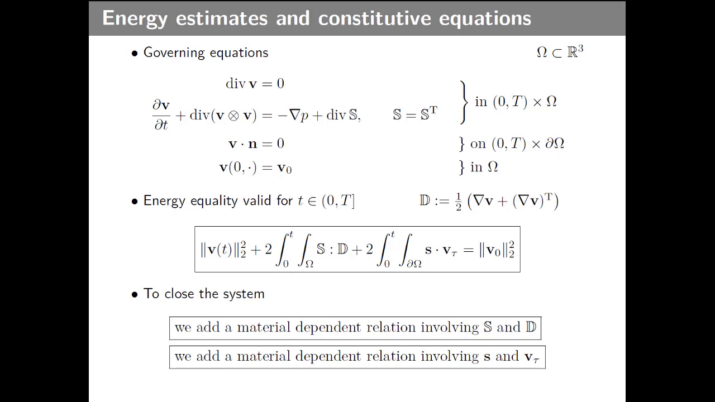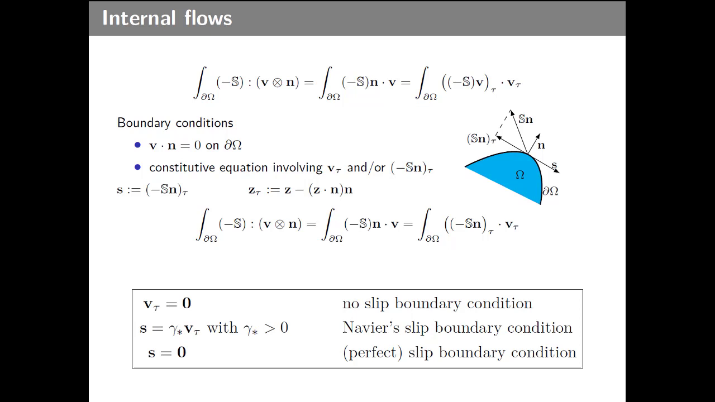Okay. Josef, a question? Would you like to start? So the little s is tangential to the boundary by definition? Yes, the definition is here. S is the negative normal traction projected to the tangent plane, because this is what remains. The normal component is orthogonal to the tangent component of the velocity, and the normal component of the velocity is considered to be zero because we do not want to have any inflow or outflow.